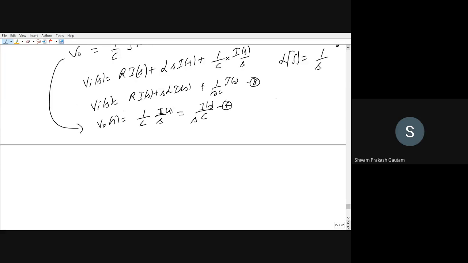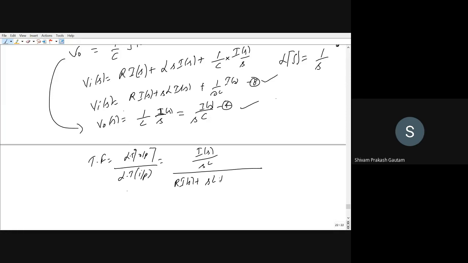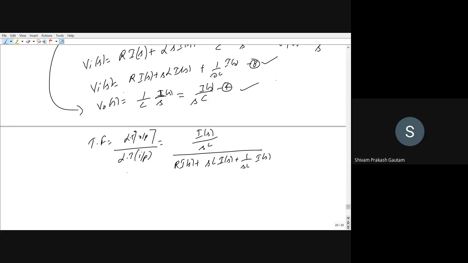So the transfer function was given by the Laplace transform of output upon the Laplace transform of input. So this will be equal to, what is our output? That is I(s) upon sC, divided by our input, that is R I(s) plus sL I(s) plus 1 by sC I(s). You can take I(s) common and it will cancel out from numerator and denominator.